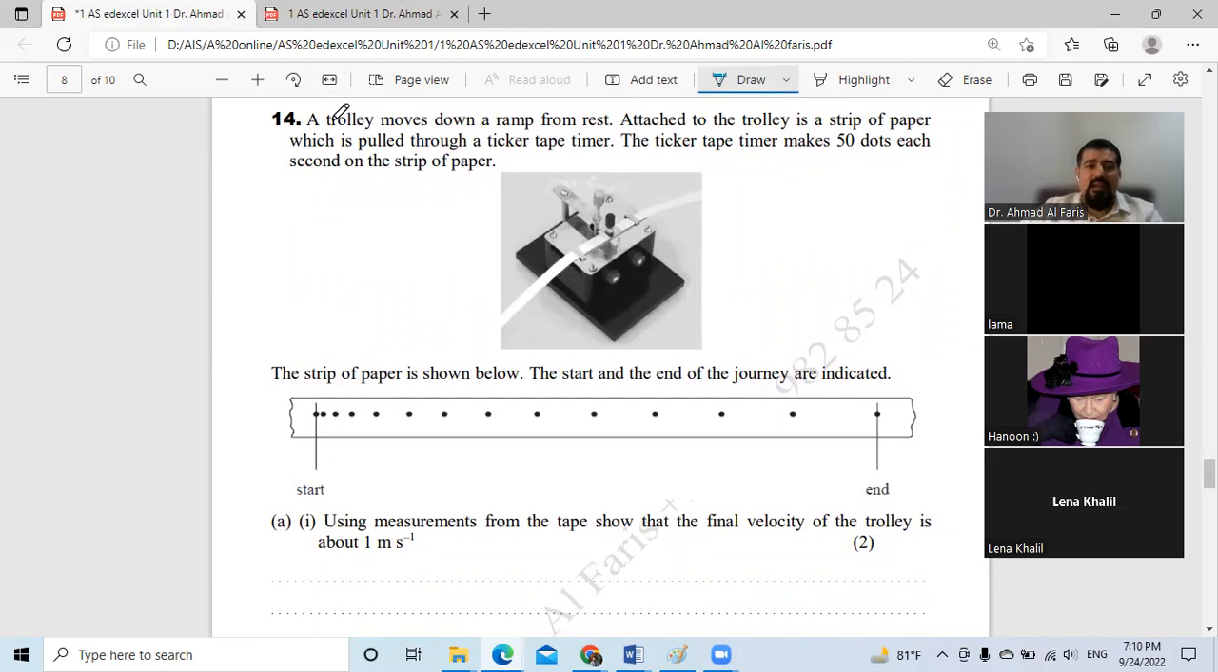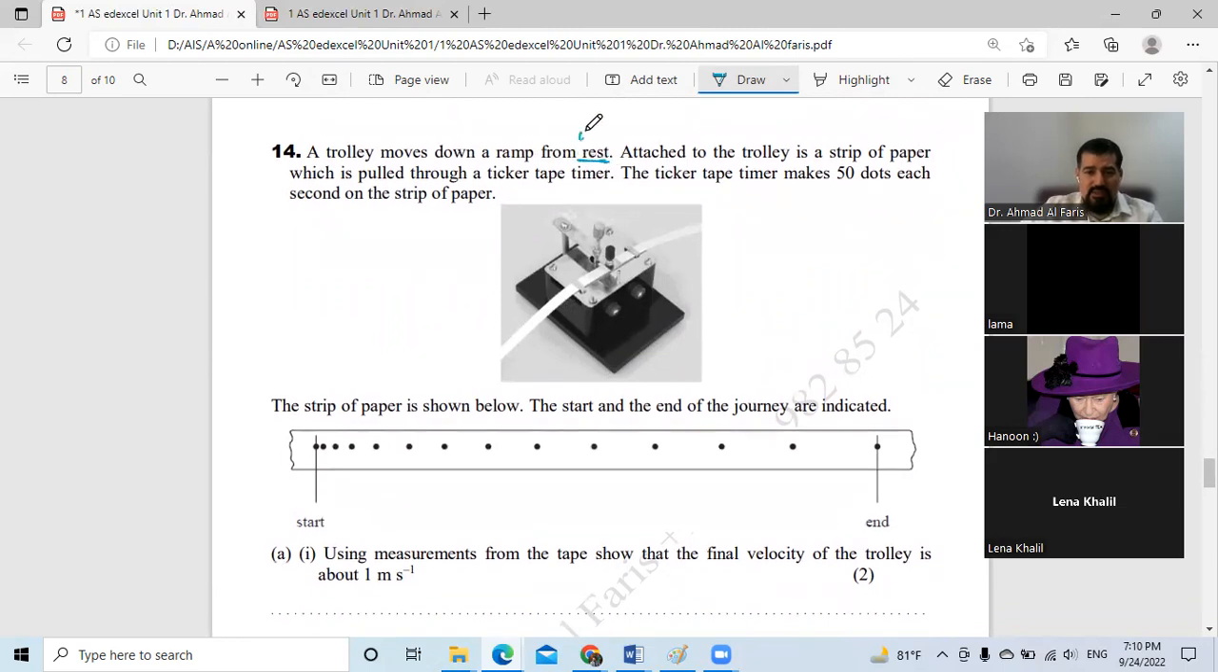What do we have? A trolley moves down a ramp from rest. So that means the initial speed is 0. Attached to the trolley is a strip of paper, which is pulled through a ticker tape timer. The timer makes 50 dots each second. That means the time for each dot is the time divided by the number of dots, so 1 second divided by 50. Each dot needs 0.02 seconds to happen. This ticker tape keeps dotting faster than my hand, 50 dots every second.